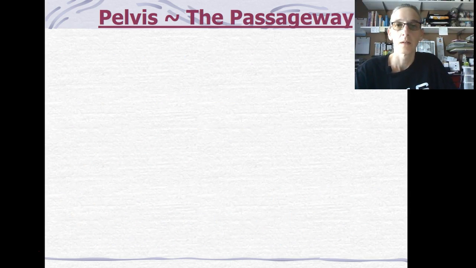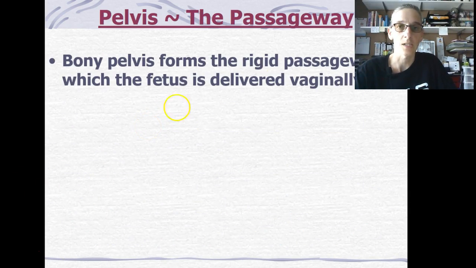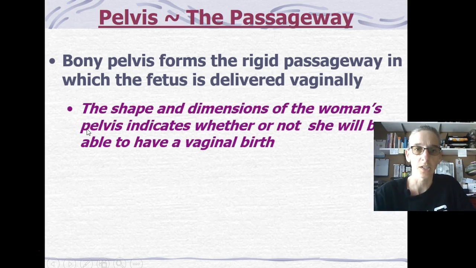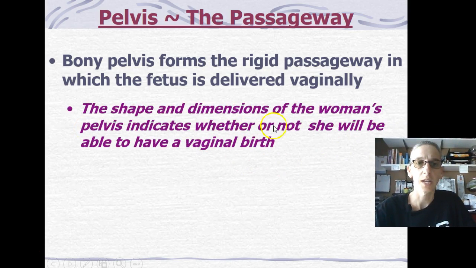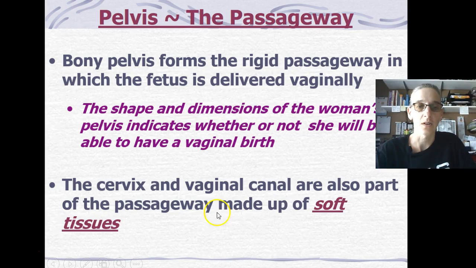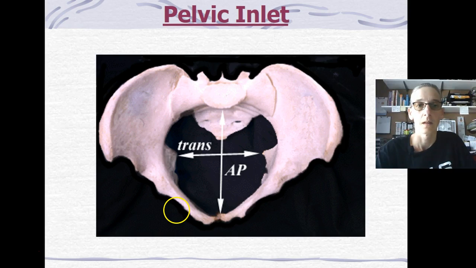Okay, number 1, the pelvis, or the passageway. The bony pelvis forms the rigid passageway in which the fetus is delivered vaginally. So the shape and dimensions of the woman's pelvis indicate whether or not she will be able to have a vaginal birth. The cervix and vaginal canal are also part of the passageway, made up of soft tissue. Okay, so we've got a pelvic inlet, and we're measuring the transverse diameter and the AP diameter, the anterior posterior diameter.